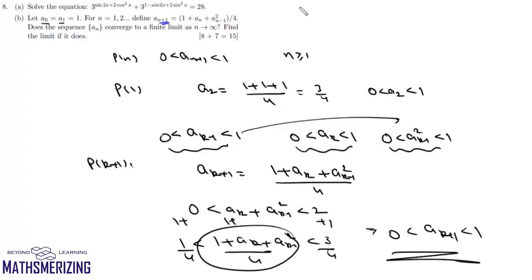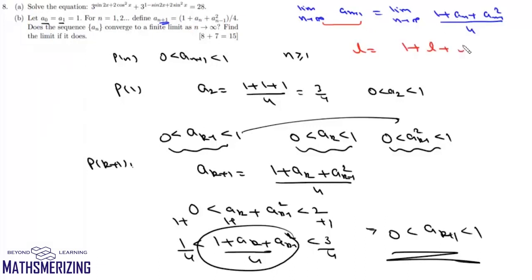So what we'll do is, here we'll take limit n tends to infinity. So it'll be limit n tends to infinity of an plus 1, and it'll be equal to limit n tends to infinity of 1 plus an minus 1 square upon 4. Now suppose this limit exists and it is equal to L. So this is L and here it will be 1 plus. Now again when n tends to infinity, this is the limiting value of the sequence. So it will be again L and here it will be L square by 4. So from here we'll get this condition, which is L square minus 3L plus 1 equals 0.